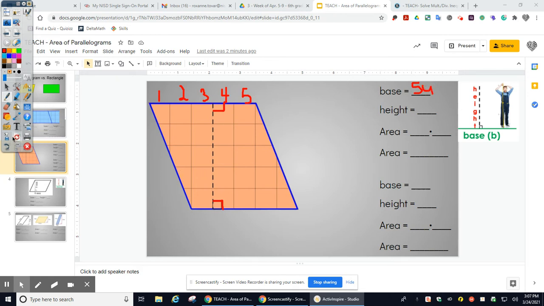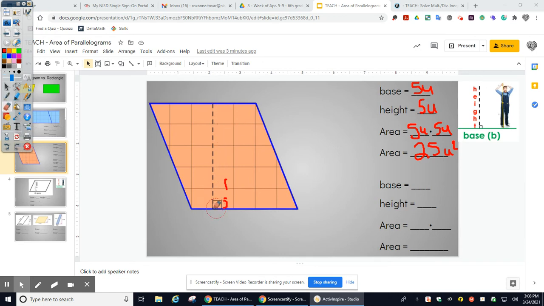And let's go ahead and calculate the height. Remember, the height is that straight up and down line. So let's see what the height is. 1, 2, 3, 4, and 5 as well. So my height is also 5 for this parallelogram. Now, remember, to calculate area, we've got to do our base times our height. So we're going to do 5 units times 5 units. And that gives me 5 times 5 is 25, and units times units is units squared. So the area of this parallelogram is 25 units squared.